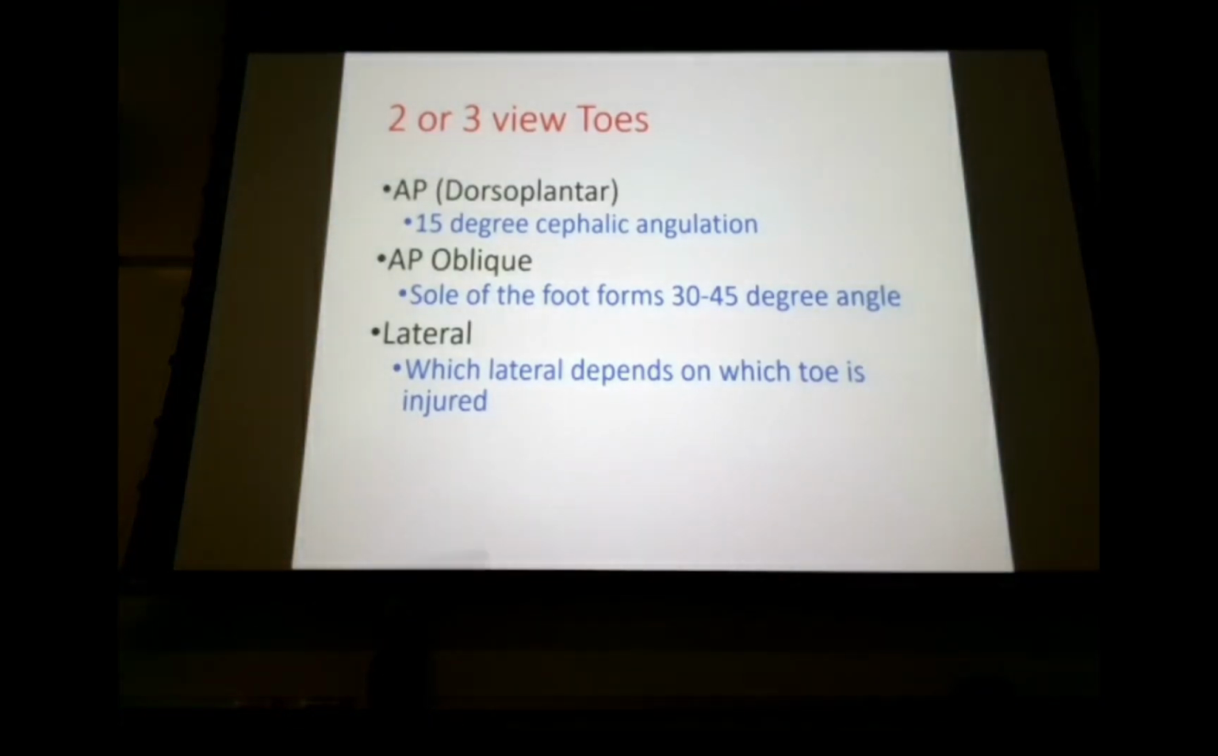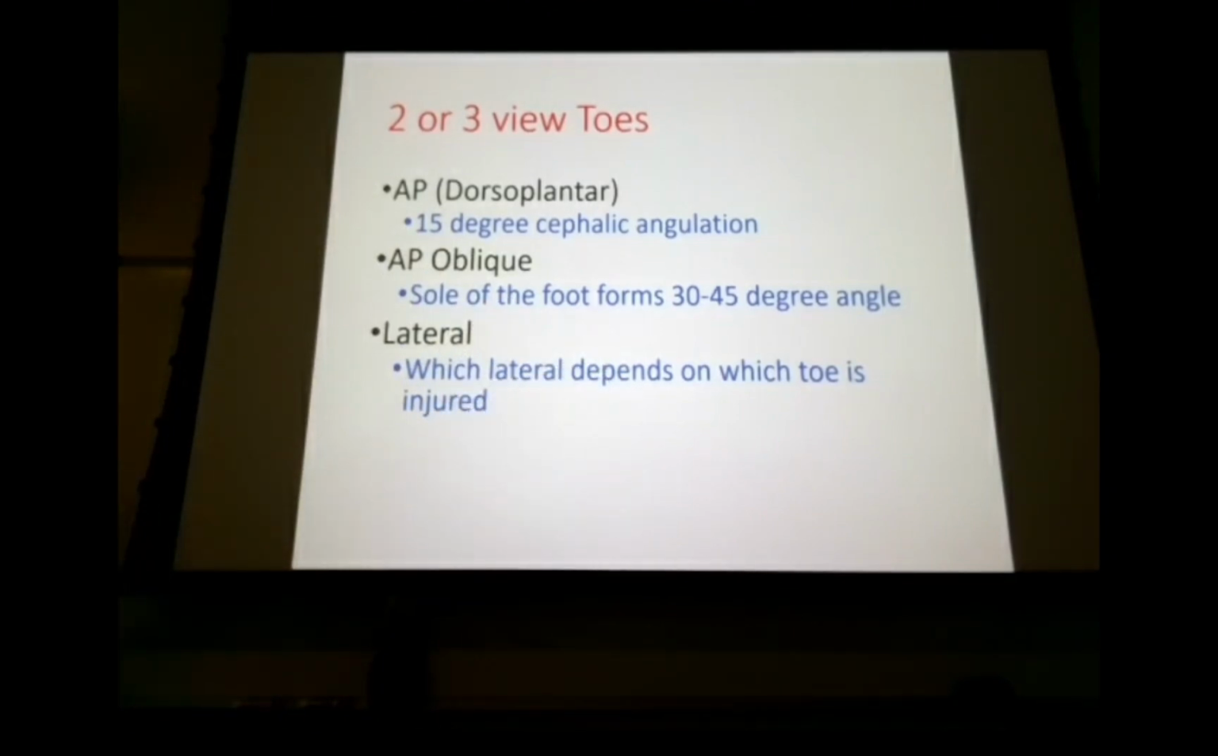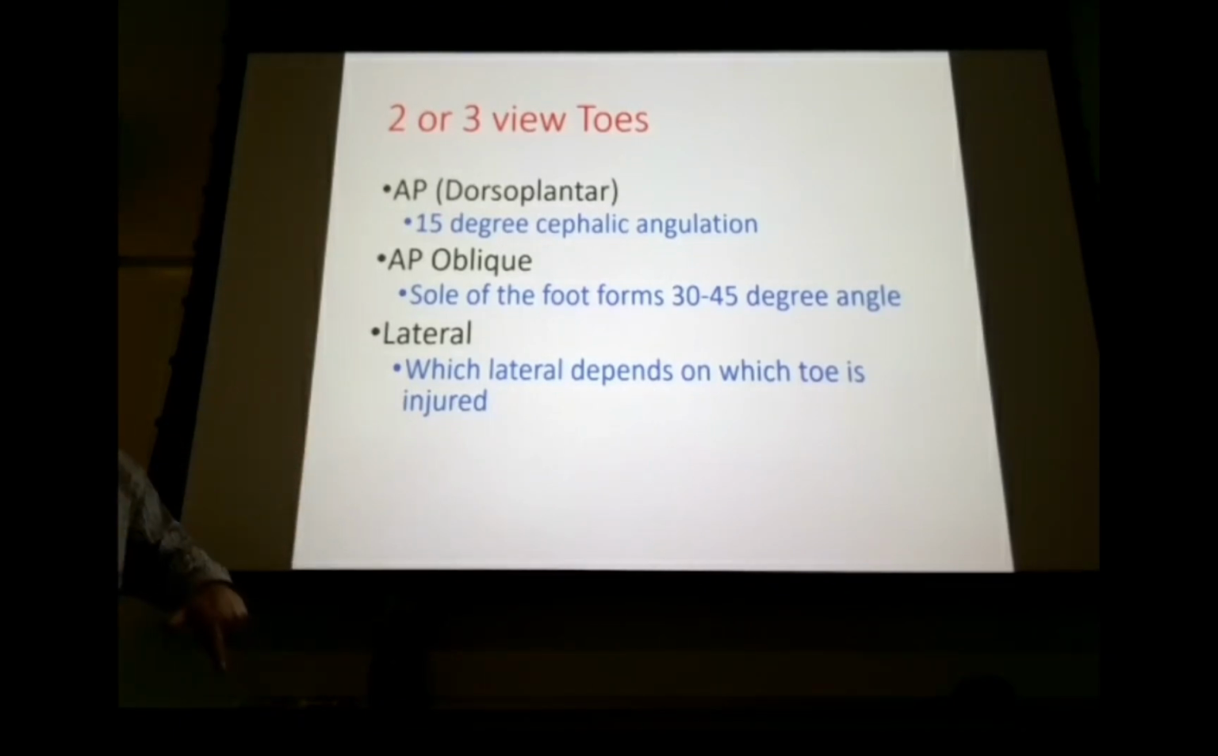So you've got the AP, you've got the oblique. The oblique is 30 to 45 degrees depending on the arch: high number, high arch. And then your lateral. I want you to keep in mind each one of your laterals of the lower extremity, that being the lateral of the foot, the lateral of the ankle, and the lateral of the calcaneus.